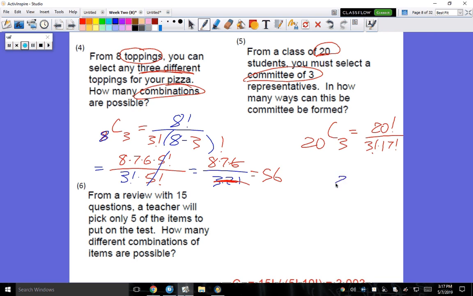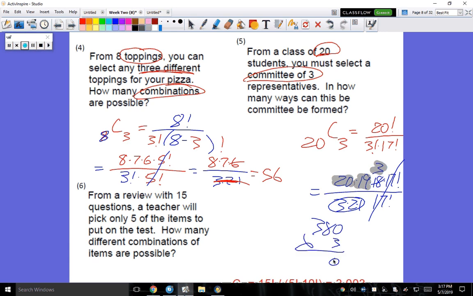Okay? You would have 20, 19, 18, 17, and then 3, 2, 1. Those cancel. You can see that this is 6, which would reduce this to 3. So all you really have left to multiply by hand, something like this is what you would see, as far as the level of difficulty that you'd have to do by hand. So 20 times 19 gives you 380, times 3, that's 1140. 1,140 different ways that you can select or form that committee.